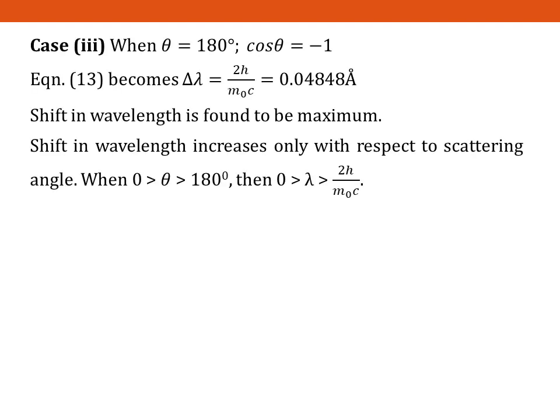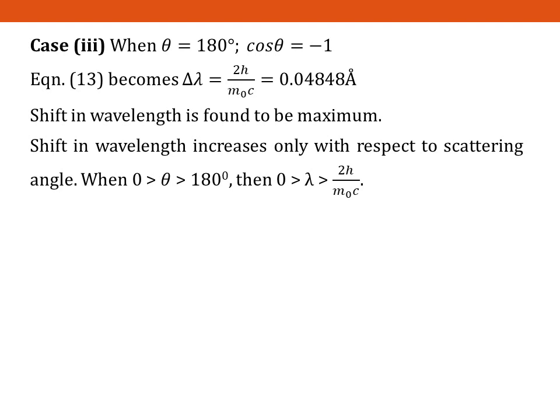For case 3, when the angle of scattering is 180 degrees, cos theta turns out to be -1 and therefore the Compton shift delta lambda is 2h by m naught c, and on substitution of the various terms, we have the Compton shift delta lambda as 0.04848 angstrom. It is found that when theta is at a maximum of 180 degrees, the shift in wavelength is also maximum. Therefore, from the above cases, it is clearly observed that the shift in wavelength increases only with respect to the scattering angle.